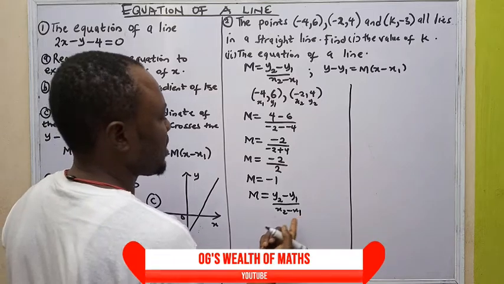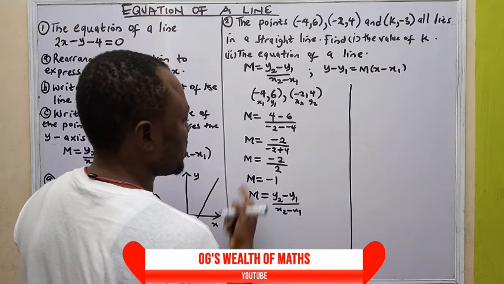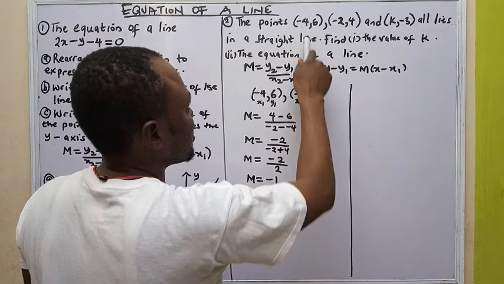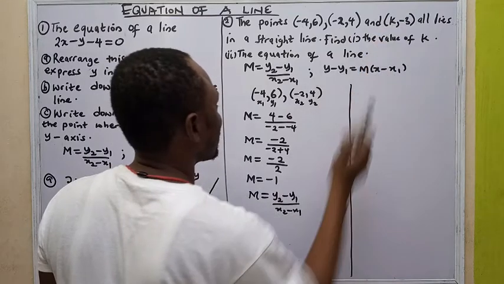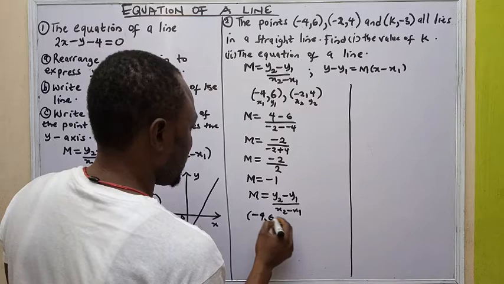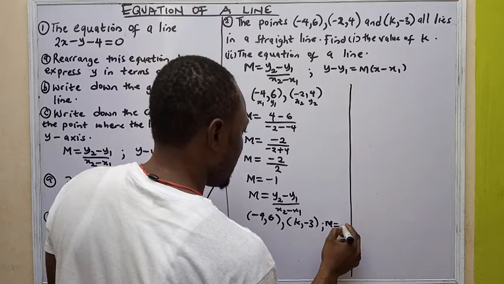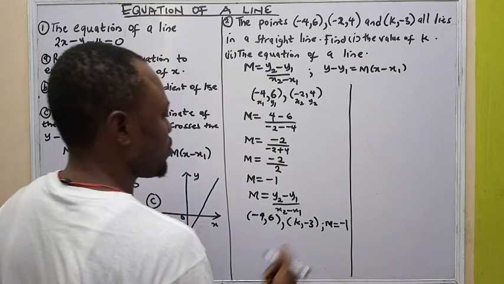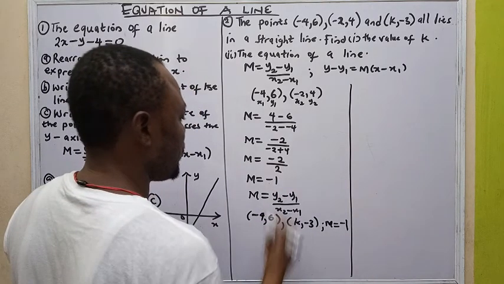Now, in order to find the value of k, I need 2 points, and I also need the gradient of the line. So I can decide to take the first point and the last point, or the second point and the last point. So let me take the first point, minus 4 and 6, and then the last point is k comma minus 3, and then the gradient m is minus 1. So with these 2 points and the gradient, I'll be able to get the value of k.